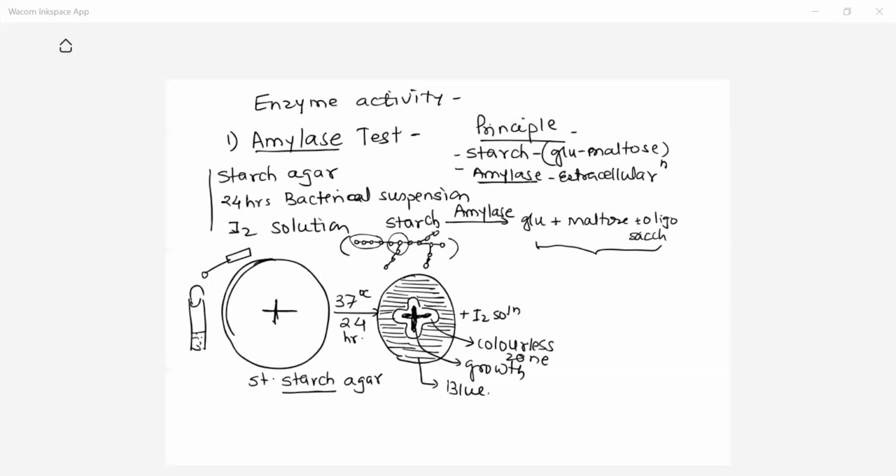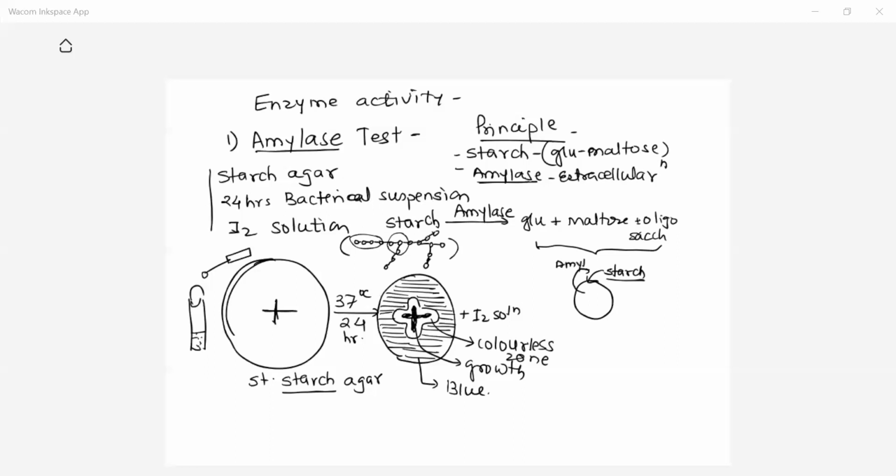an extracellular enzyme. Suppose this is a bacterial cell, and you provide starch as a source of carbon, if you give the organism starch instead of glucose, then starch as it is cannot enter into the cell, because starch is a higher molecular weight polysaccharide. So the organism produces the amylase enzyme.